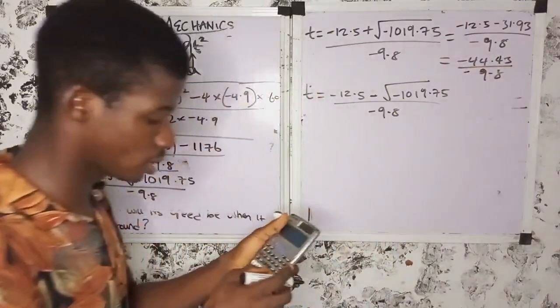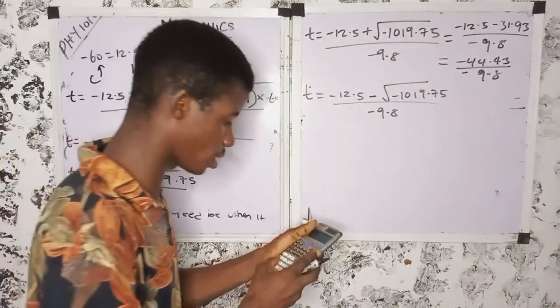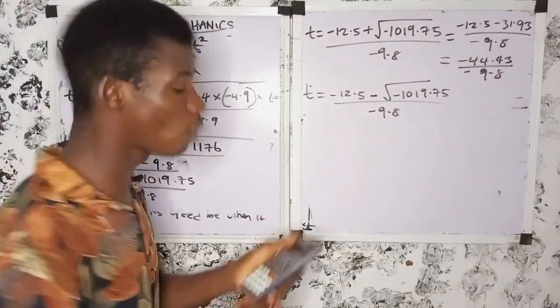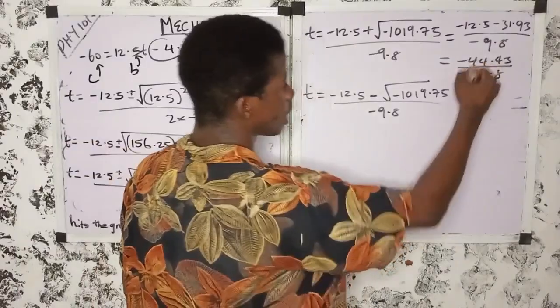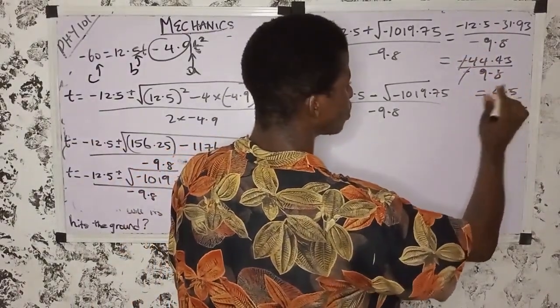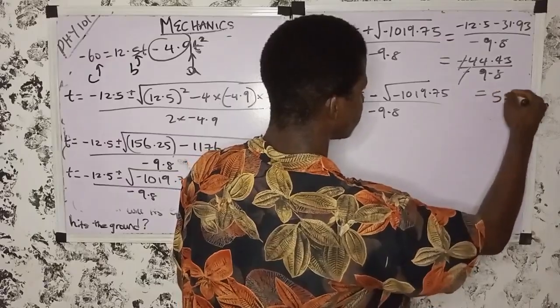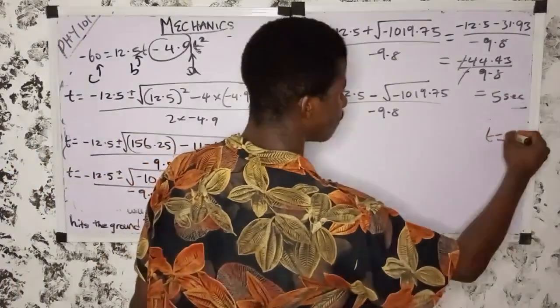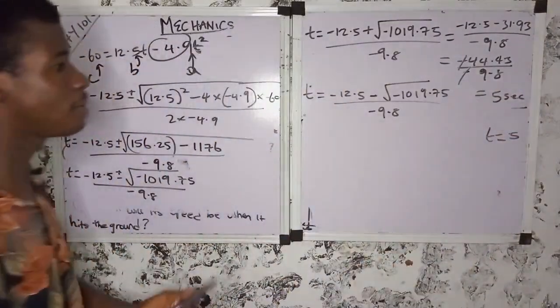So if we divide it, we arrive with 4.5, which is approximately 5 seconds. So the very first time is 5. Now, what about this other one?